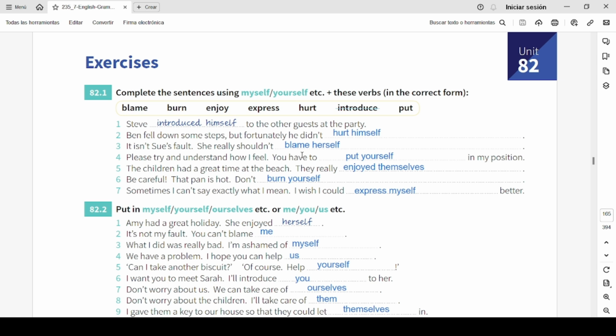So let's move to the second one. Ben fell down on a step, but fortunately he didn't hurt himself. The next one: it isn't Sue's fault. She really shouldn't blame herself, right? So let's analyze the second and the third one. We put himself and herself because we're talking about the same person in the sentence, the subject and the object as well.